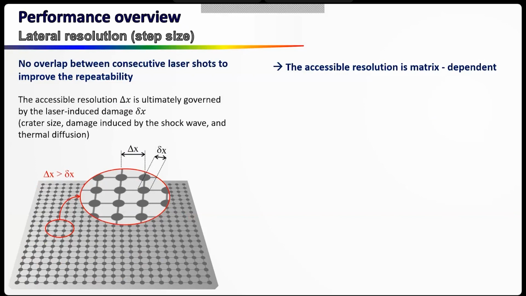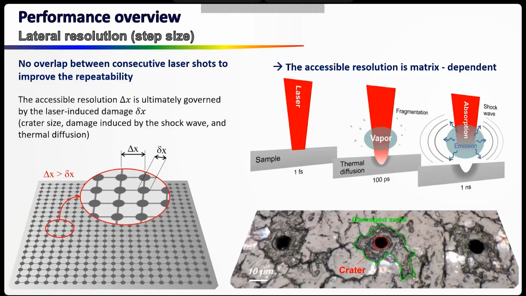So that means that if you shoot one time on your sample, the damage that you have will be the ultimate resolution. And this damage is coming from the ablation itself, for sure. That's the hole that you have here. But you also have other effects like the shock wave formation, as I say, and thermal diffusion in the sample. And in some cases, these side effects can damage the sample much more than the ablation. It will depend on the sample.